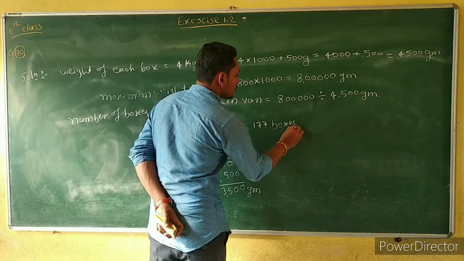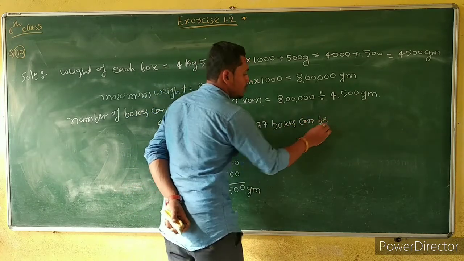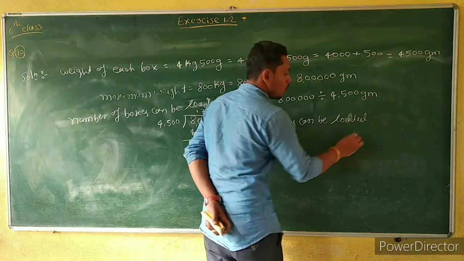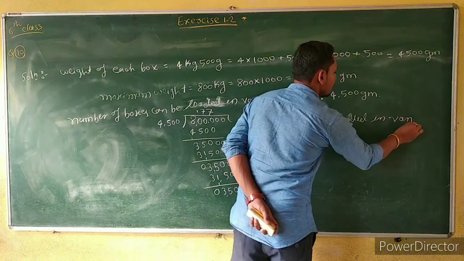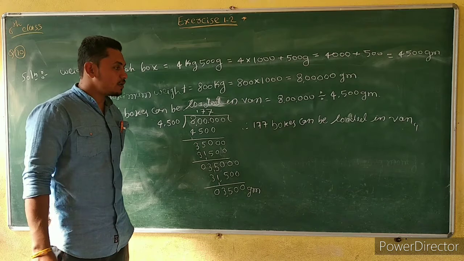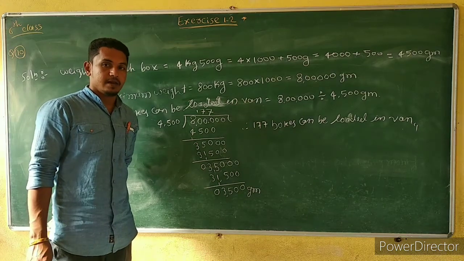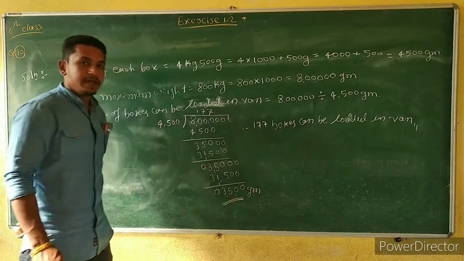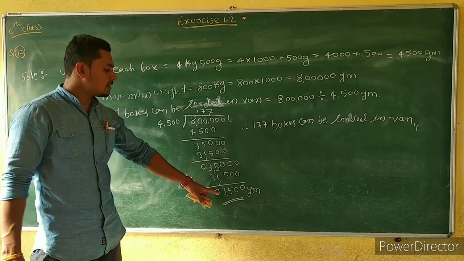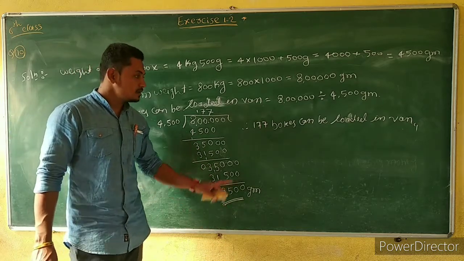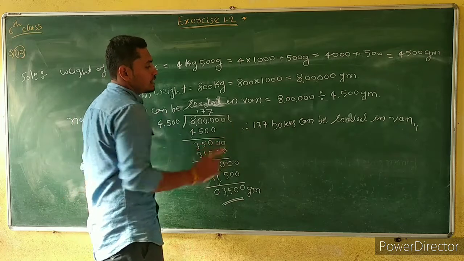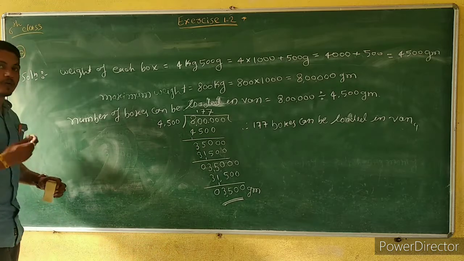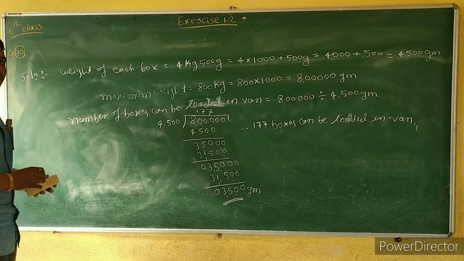177 boxes can be loaded in van. Is it right? Next, the remaining weight of tablets is 3,500 gram. Okay, it is not required. Just we have to write the answer is 177 boxes can be loaded in a van. Okay, so please note down this, and now we have to discuss the next question, question number 11.